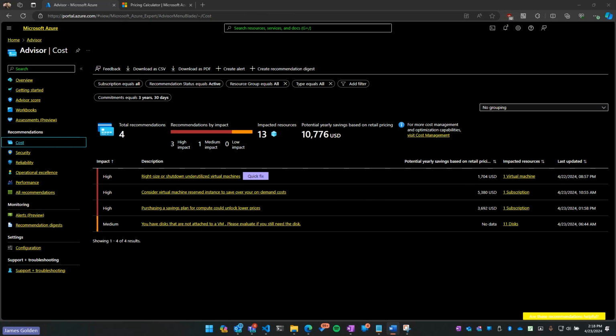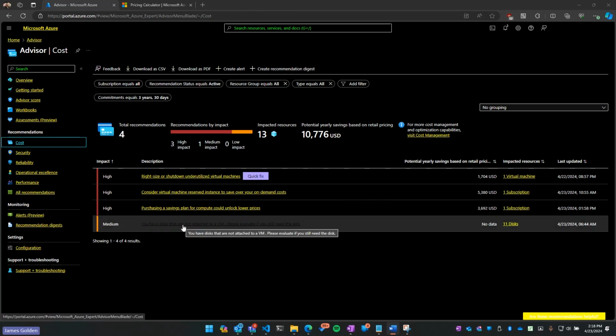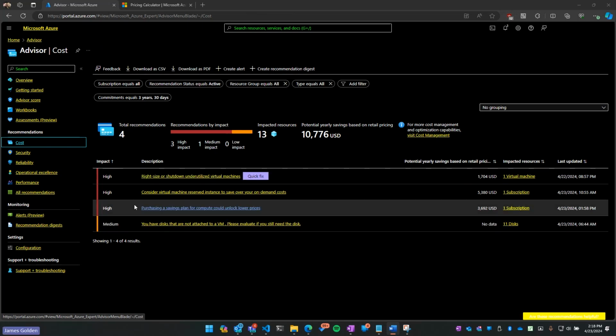So there's quite a few different ways we can actually hunt this stuff down. As I mentioned, the Advisor will tell you things that are just blatantly obvious, such as disks that aren't attached to VMs. However, it's not going to tell you resources that aren't used, because it has no real understanding of, is this a project that's coming up? Is it old, et cetera?